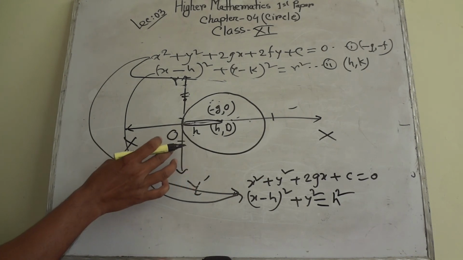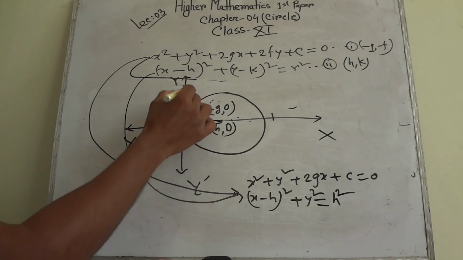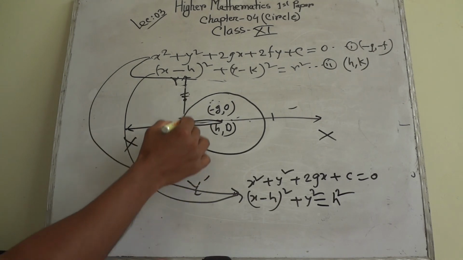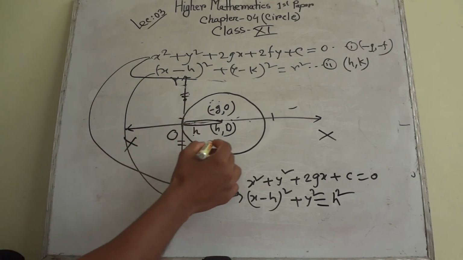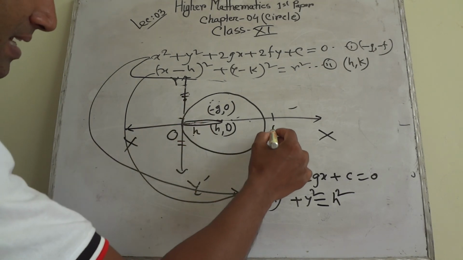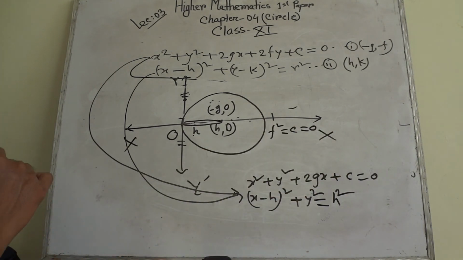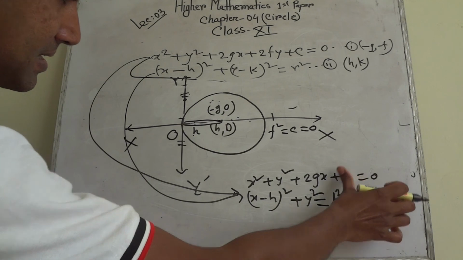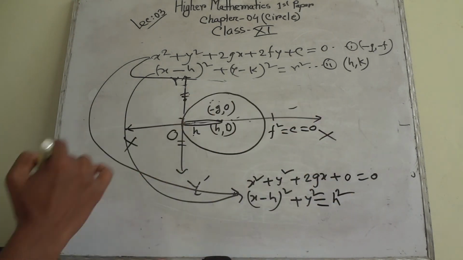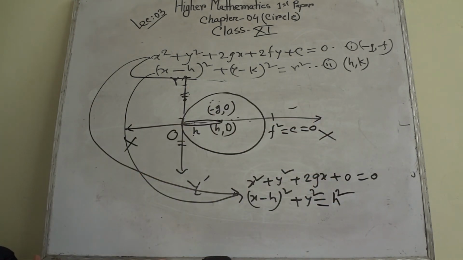And the circle touches the y-axis. That means we can write f square equal to c, and this is equal to 0. Clear? So we can put here 0.